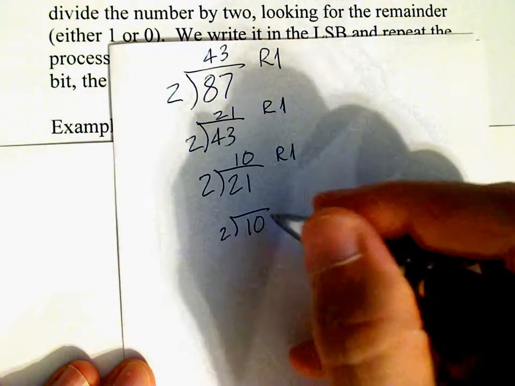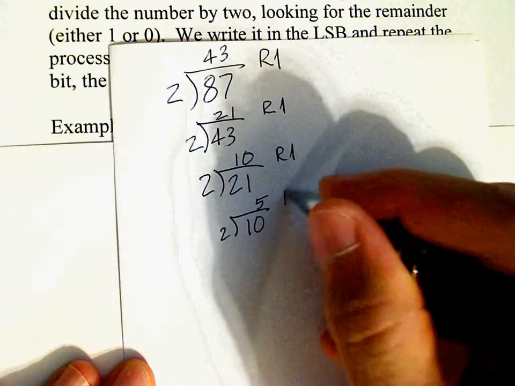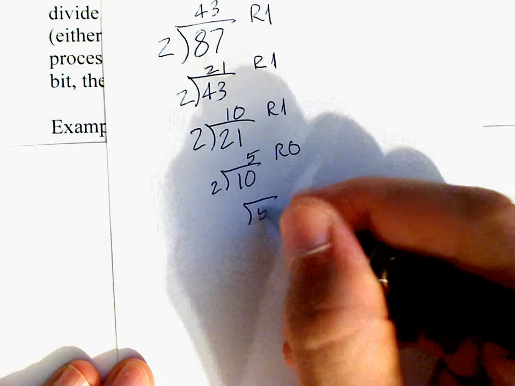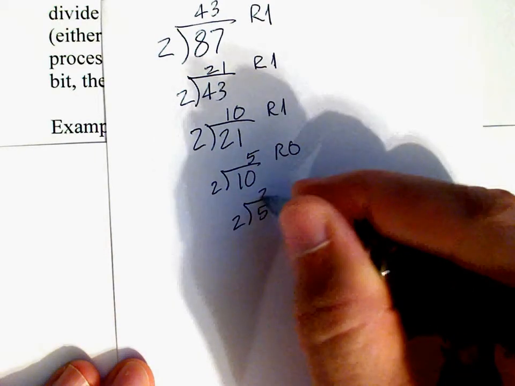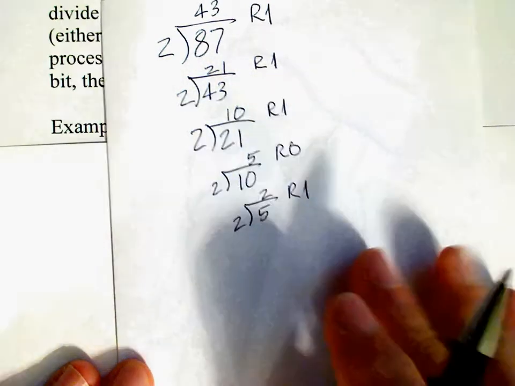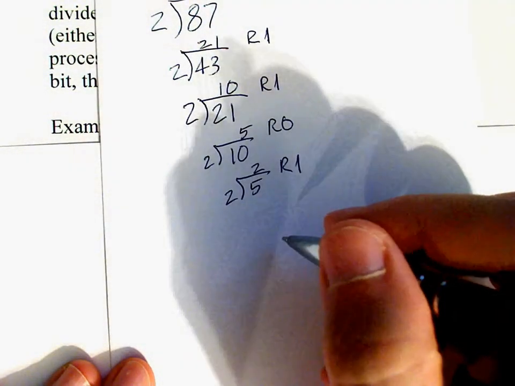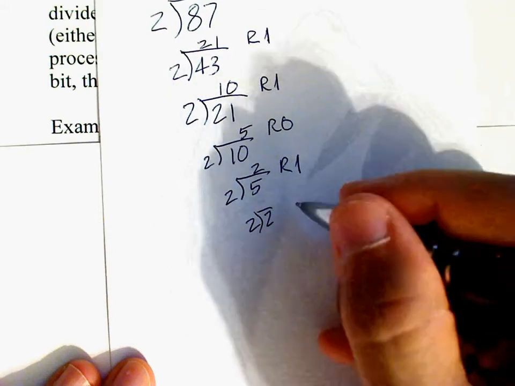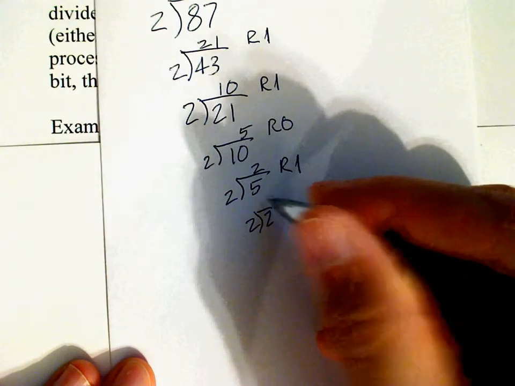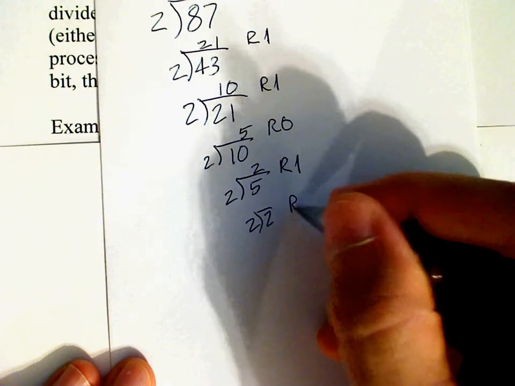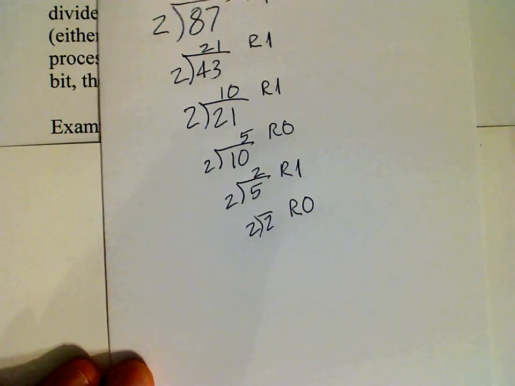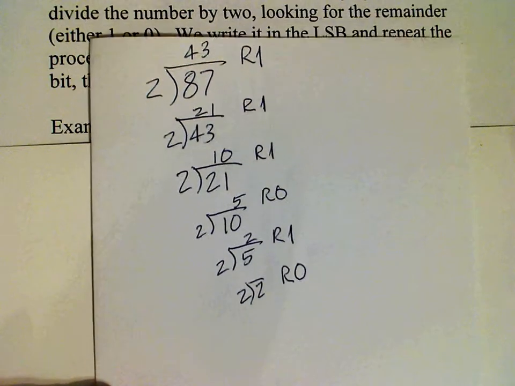And then we need to divide 10 by 2, we get 5, remainder 0. And then we divide 5 by 2, we get 2, remainder 1. And then finally, we divide 2 by 2, and we get 1, remainder 0. Okay, and then our final bit is going to be 1.